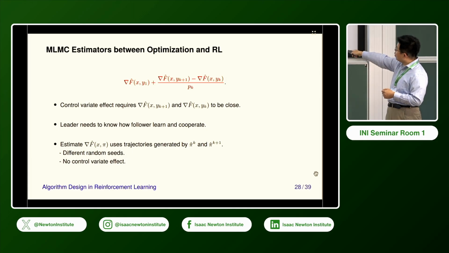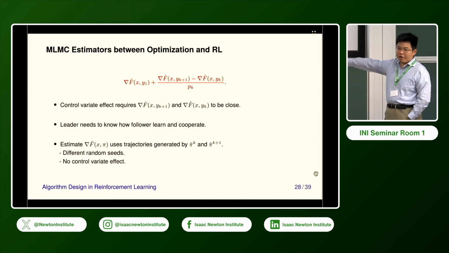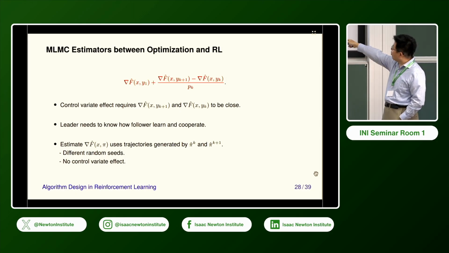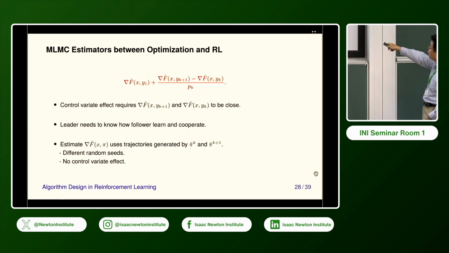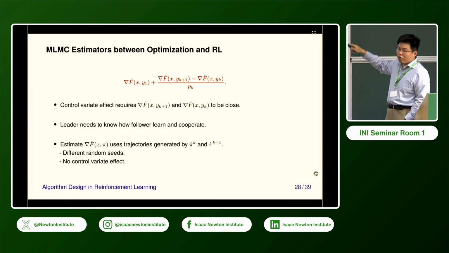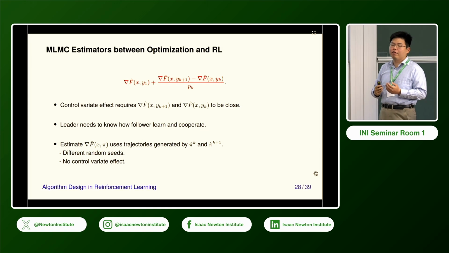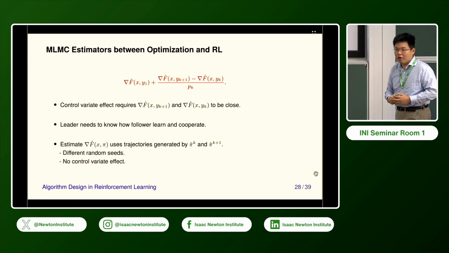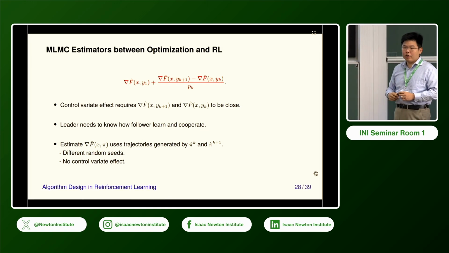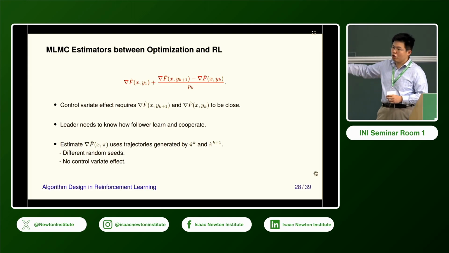And then if you generate two trajectories, let's say we use two trajectories generated by pi hat k and pi hat k+1, obviously, even if they are close to each other, the randomness in generating these trajectories will be different. As a result, the control variate effect will be lost here. So you cannot directly utilize this type of multi-level Monte Carlo gradient estimator to achieve acceleration, even if the leader and follower are in collaboration. So in the paper, we are using mini-batching and all kinds of other techniques to ensure that we can achieve the acceleration.